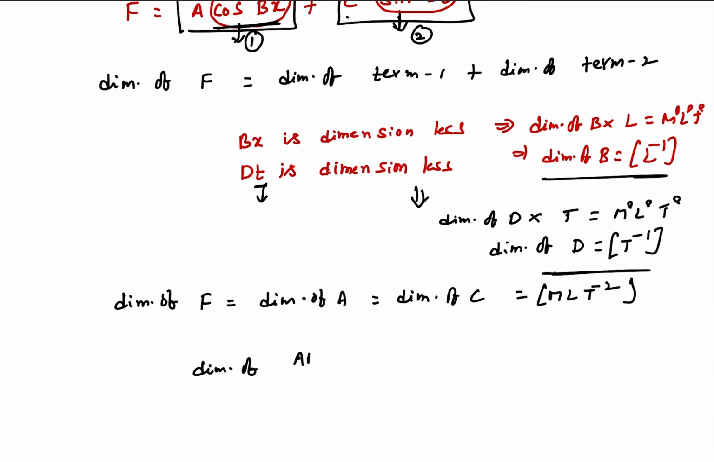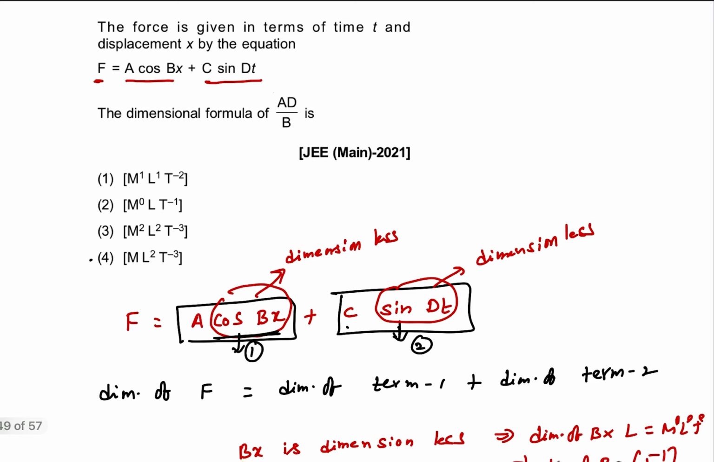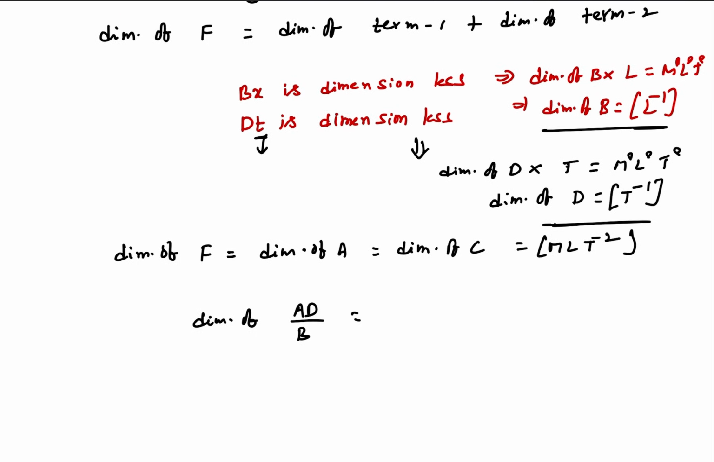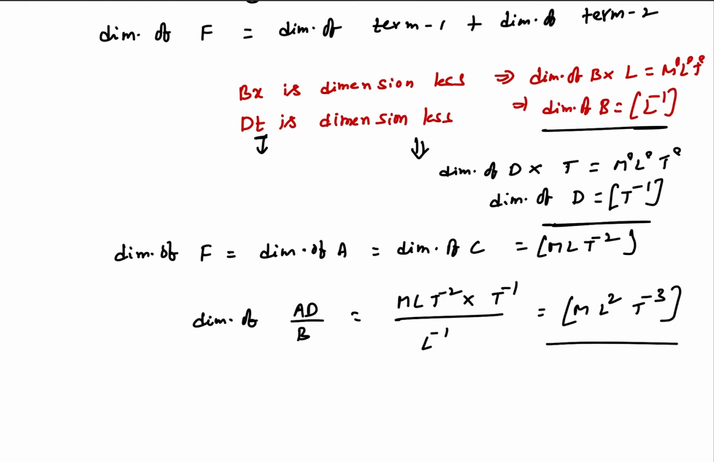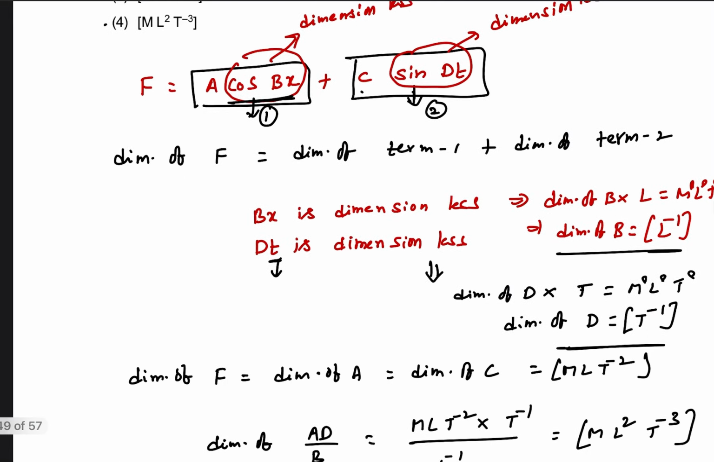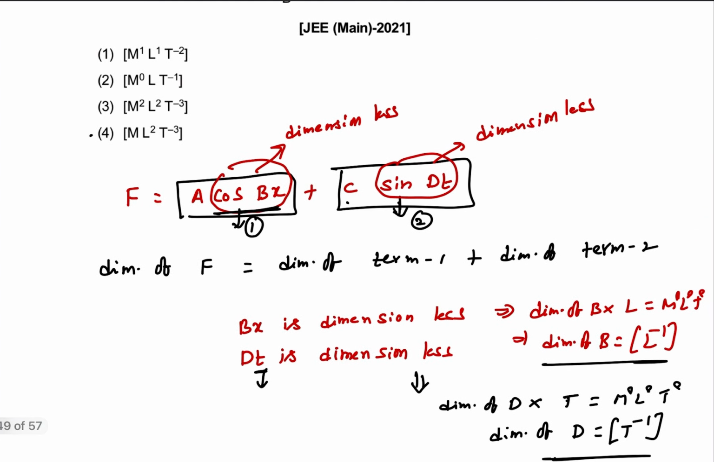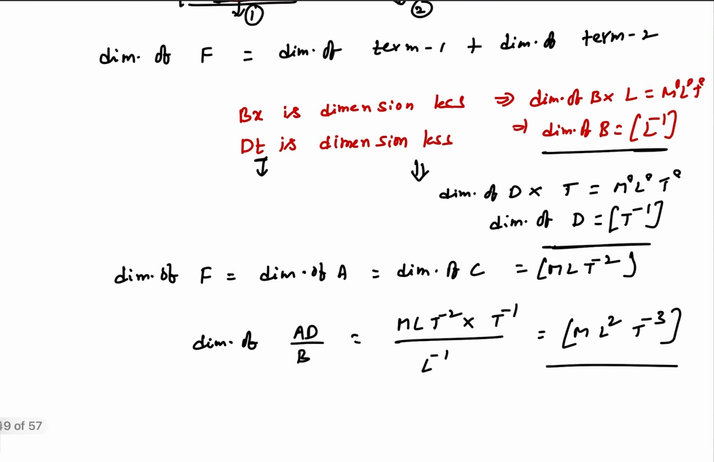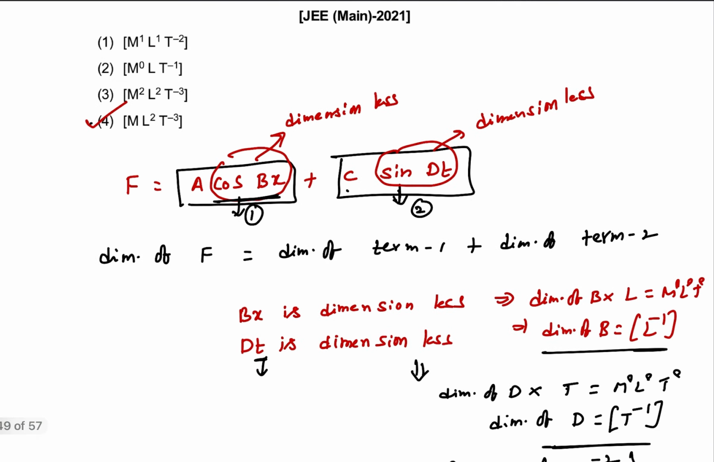Okay, you observe the question now. AD by B is equal to what? Dimension of AD by B. The dimension of A is M L t power minus 2. The dimension of D is t power minus 1. The dimension of B is L power minus 1. So as a whole you can get M L power 2 t power minus 3. This is the dimension formula of AD by B. You see which option is there, M L square t power minus 3. The fourth option is the correct option.